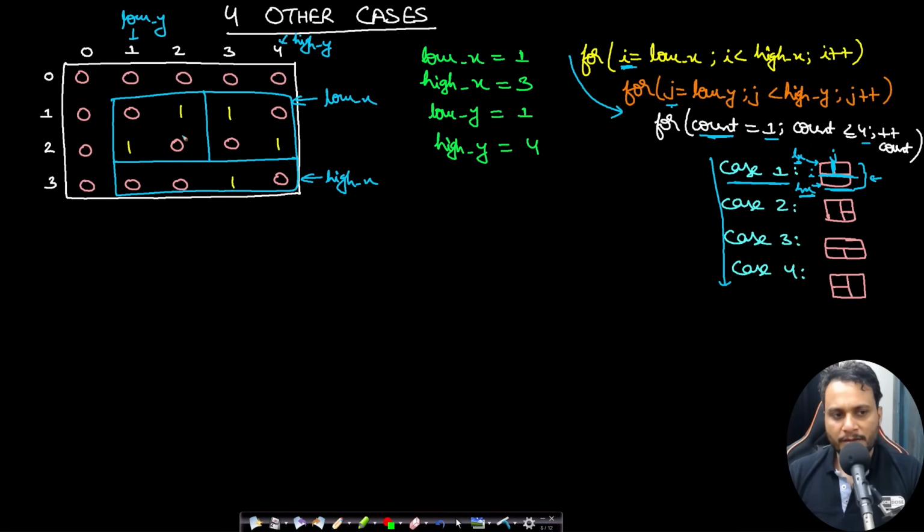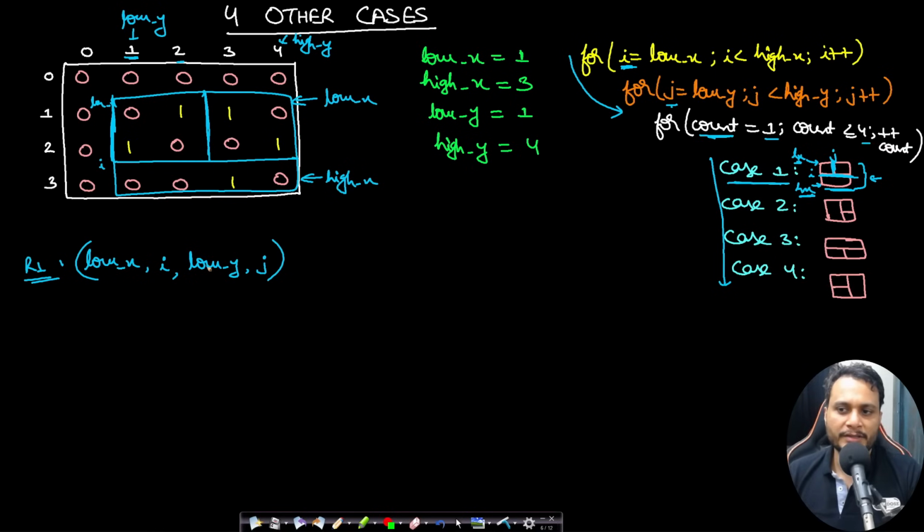Then in this case, I will be saying that the first region will go from low x to I. This is your I. So low x to I on the row side, and on the column side it will go from low y, that means this vertical line low y, which is column number 1, to j, and j is, let's say, 2. Okay, this vertical line. So from low y to j, this will show region 1. This is how we will be defining the region.